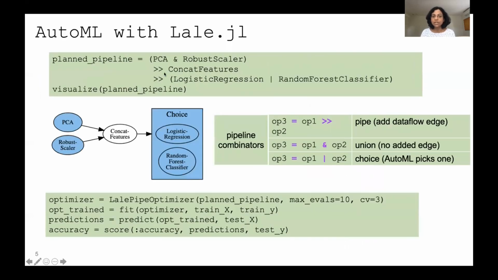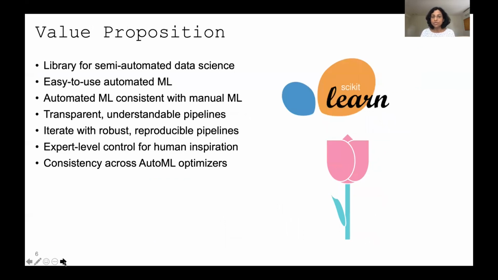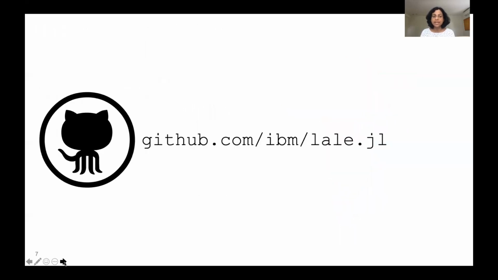So in a nutshell, with Lale.jl, you can create a planned pipeline easily using the syntax, then you can visualize it. These are the pipeline combinators. And given an optimizer, you can do a fit and predict on the optimizer, and that performs the automation. So the value proposition is really simple. It's a scikit-learn compatible API for AutoML, and then it allows you to gain control because you can define the planned pipeline. There is consistency across AutoML optimizers. And this is our GitHub repository.